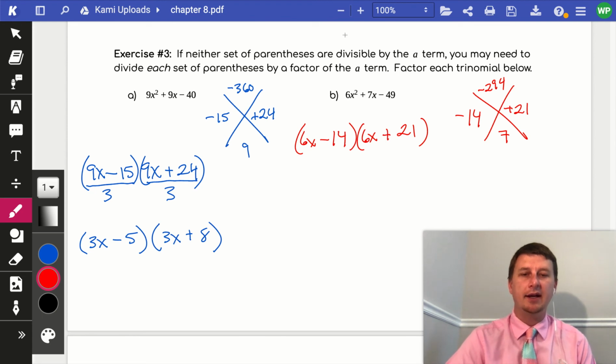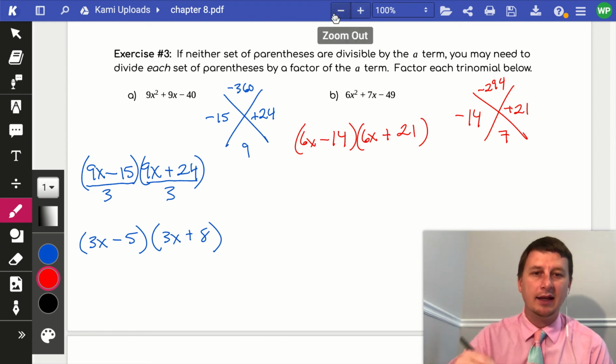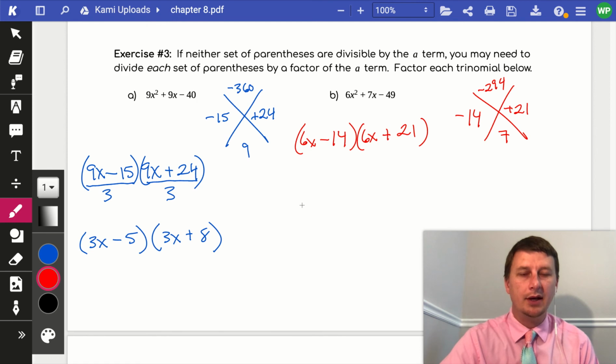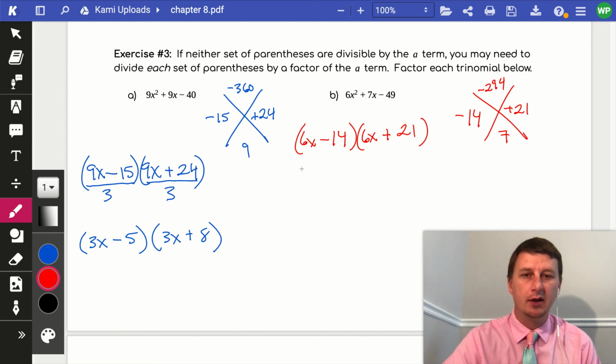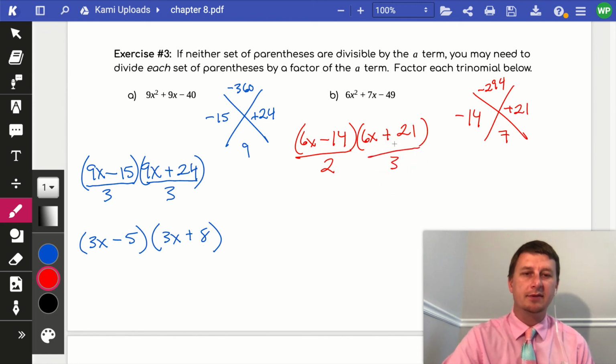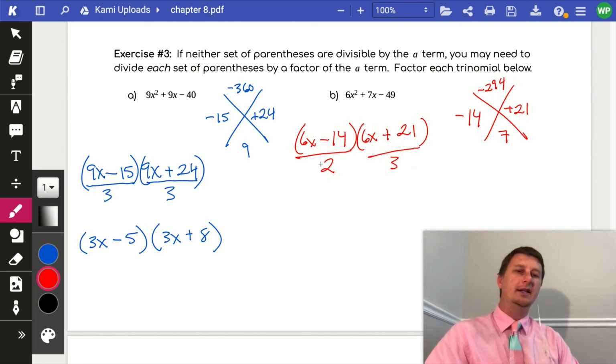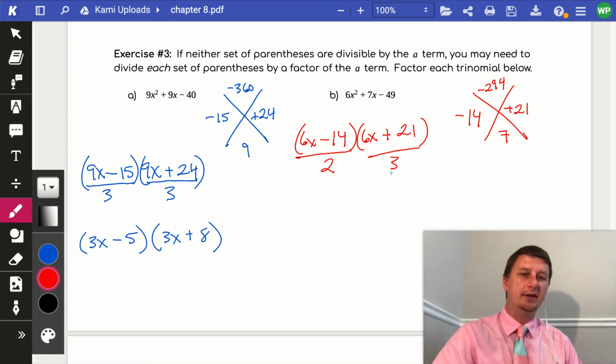Now I need to divide the parenthesis that's divisible by 6, but neither of these is divisible by 6. So I think of what two numbers multiply to 6. 3 times 2 is 6. Is one of these divisible by 3 and one divisible by 2? Yes, this one is divisible by 2 and this one is divisible by 3. If I divide by 2 and then 3, that's the same as dividing by 6.